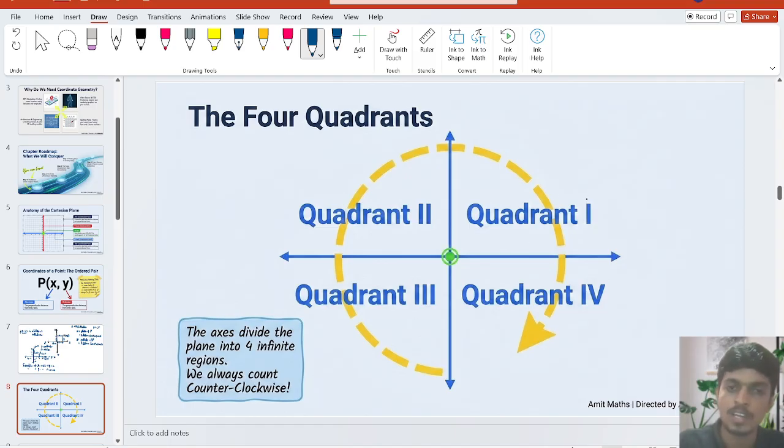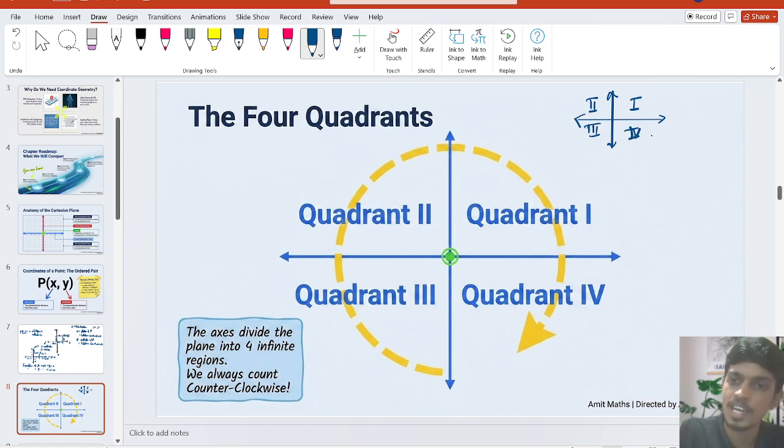Means first quadrant, second quadrant, third quadrant, and fourth quadrant. And here you judge that, okay. Suppose this is a coordinate plane, and this plane is divided into 4 infinite regions. This is the first quadrant, this is the second quadrant, this is the third quadrant, and this is the fourth quadrant.